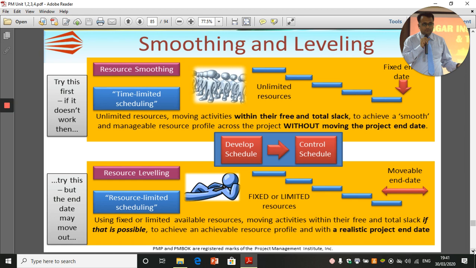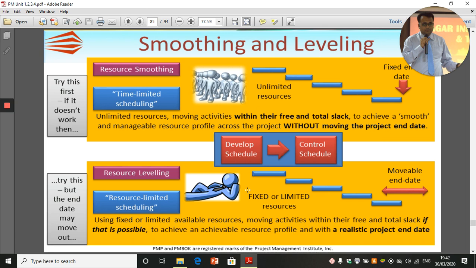Now, smoothing versus leveling. Resource smoothing: time-limited scheduling. For example, you've got limited time, so you have a fixed end date. Now you have unlimited resources, so what you can do is put in more resources to complete your project on time. So, with unlimited resources, you move activities within their free and total slack to achieve a smooth and manageable resource profile across the project without changing the project end date. Now you develop a schedule.